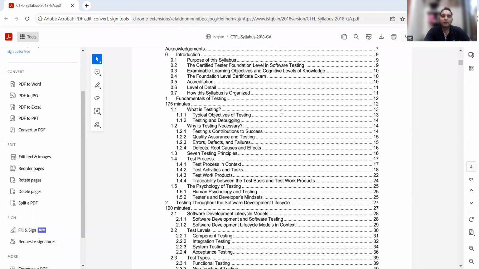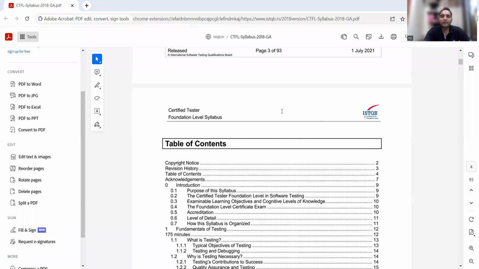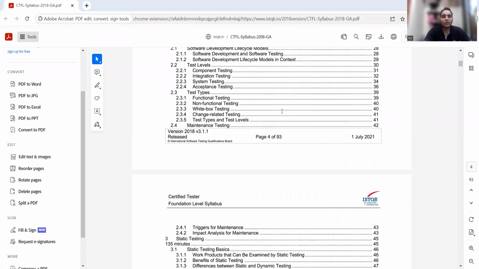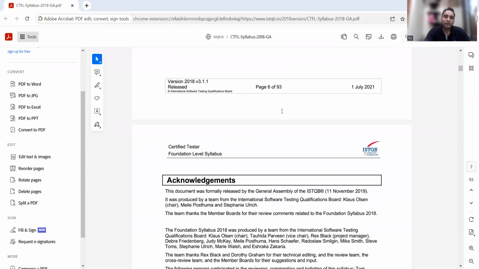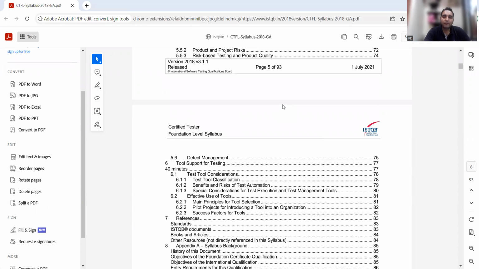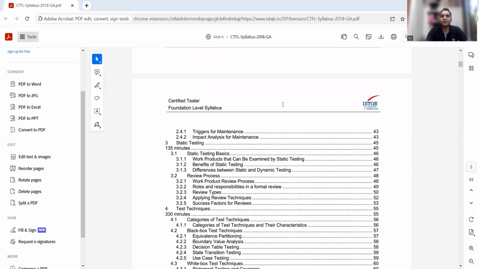Okay. So this kind of syllabus you will get. It's a 93-page syllabus and all the questions will come around this only. So it's completely manual testing. If it's a foundation level and you're going for manual testing, you will get all these questions on manual testing. There is another certification also, which is related to Selenium automation testing. So that is different.